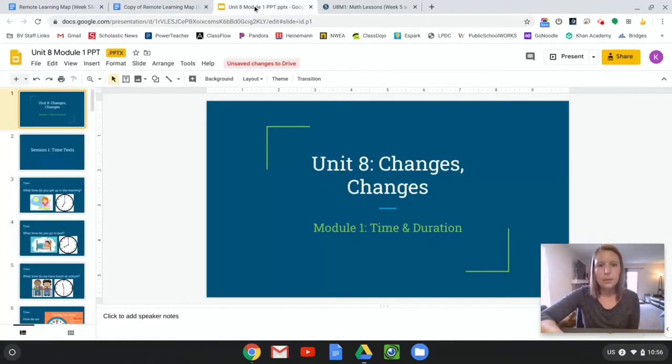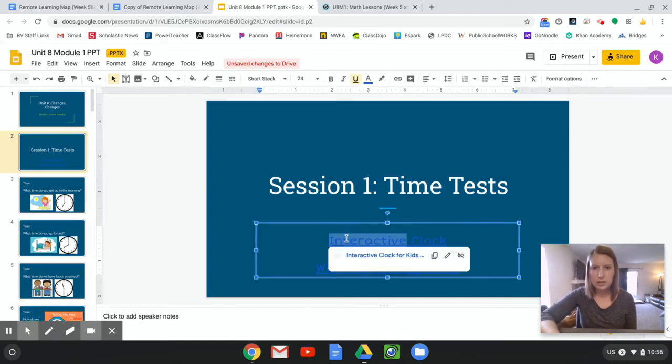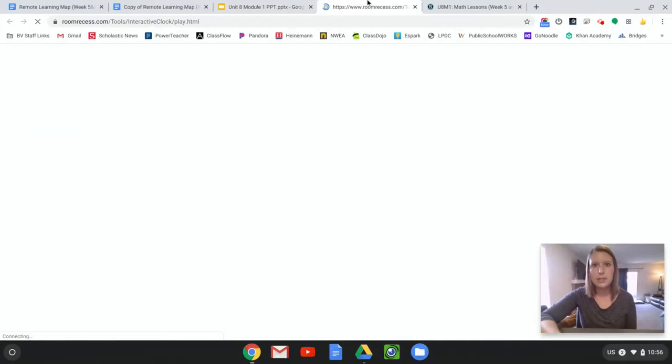Okay, so we're going to be talking about time. We have practiced reading analog and digital clocks during our number corner. When we flipped every day, we read a clock. So right on this first page, the interactive clock is right here. I'll show you what that looks like.